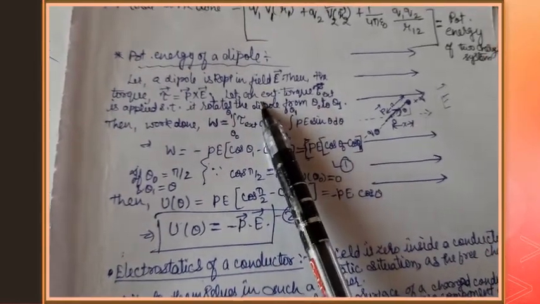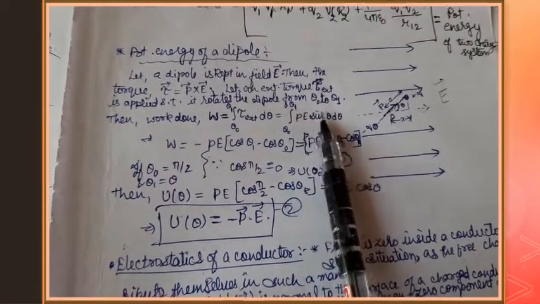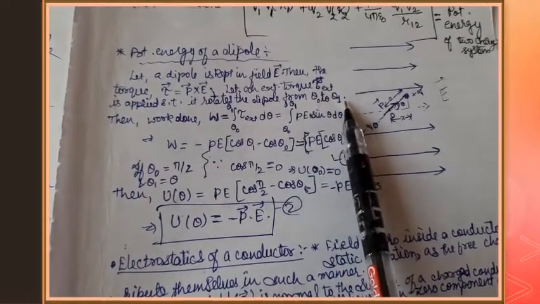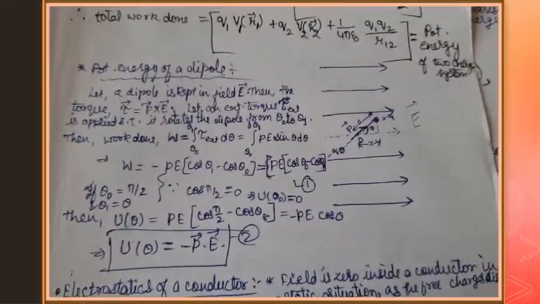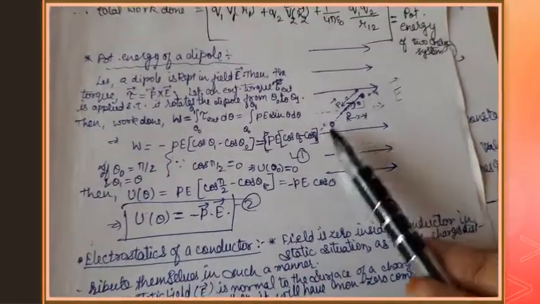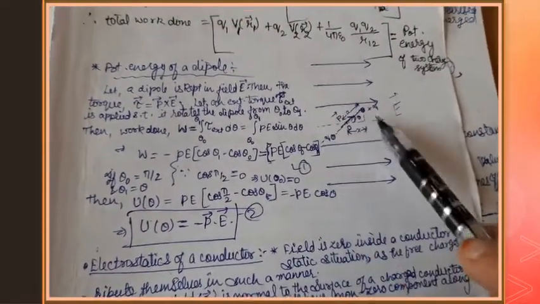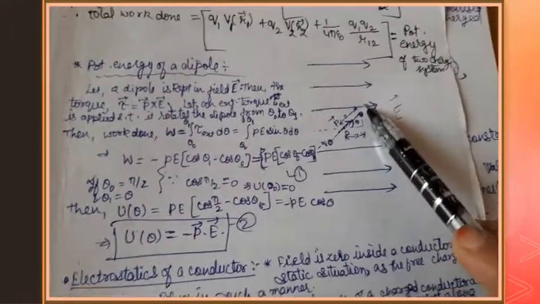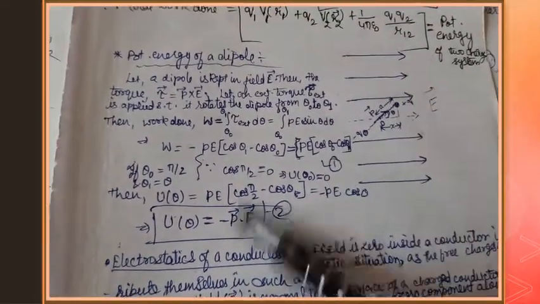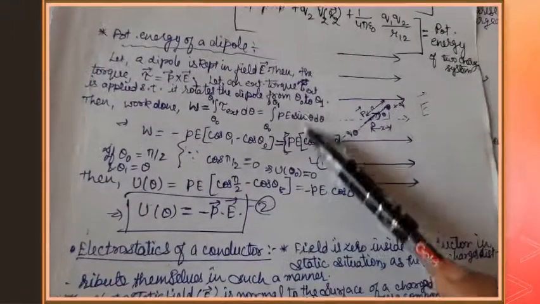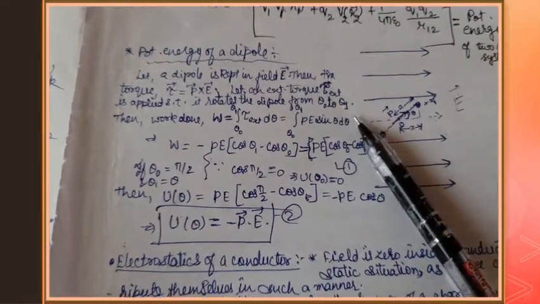And now an external torque is applied such that it rotates the dipole from angle theta naught to theta 1. That means due to the external torque, the dipole rotates. External torque will act on it because of the external electric field. There will be equal forces in opposite directions at both the ends, which will result in a torque. We know how a torque acts from class 11th. So this torque will rotate the dipole. Let the rotation take place from angular position theta naught to theta 1.